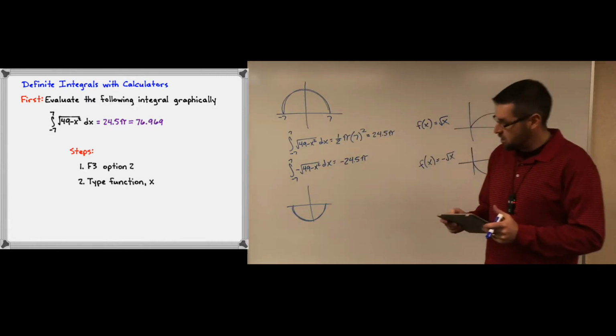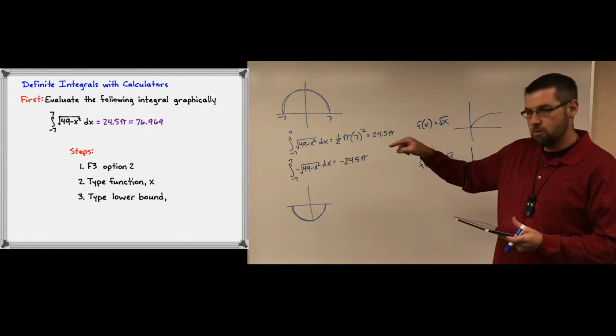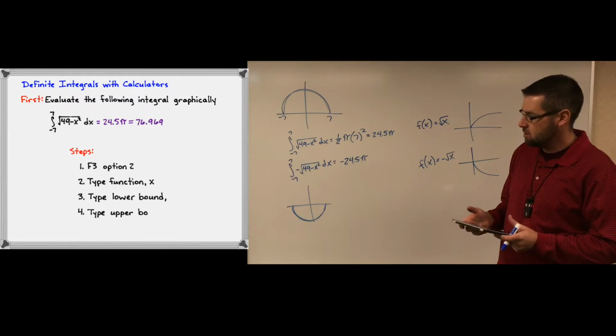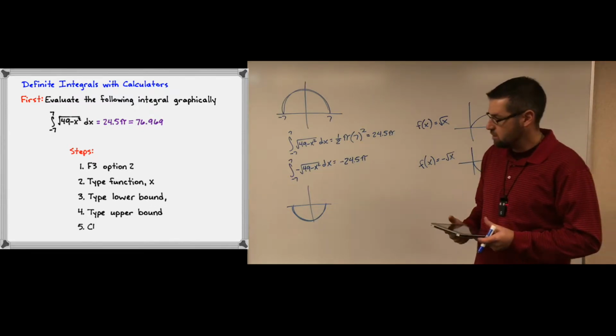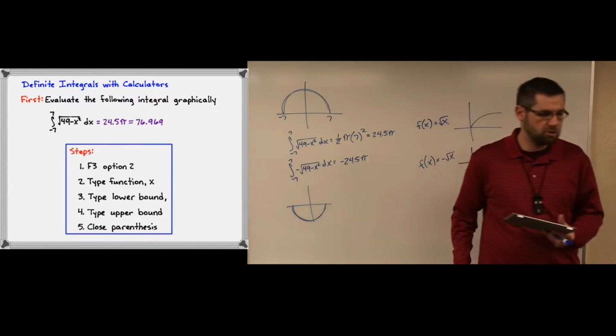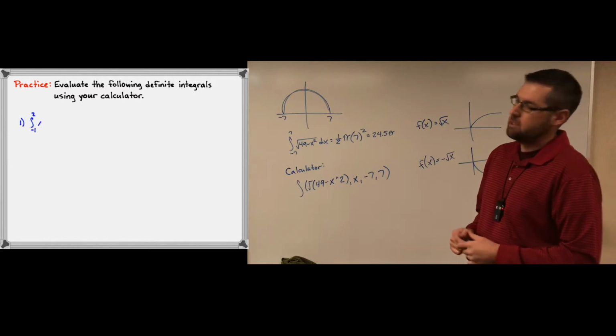And then type the function in, comma x, and then comma lower bound, so in this case negative 7, comma upper bound, in this case 7. And then close the parentheses, and you've got it. Make sure you have the same answer. So use your calculator to evaluate these.